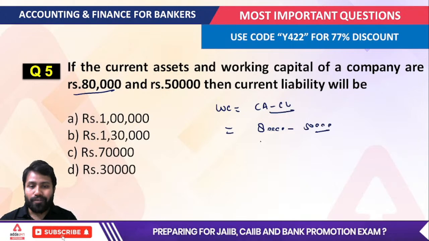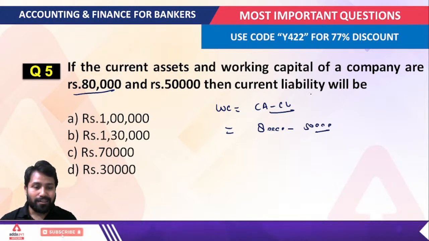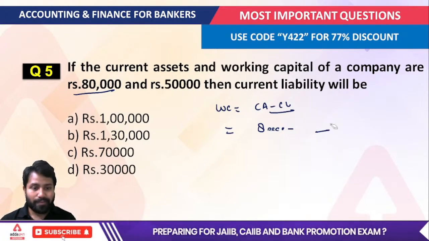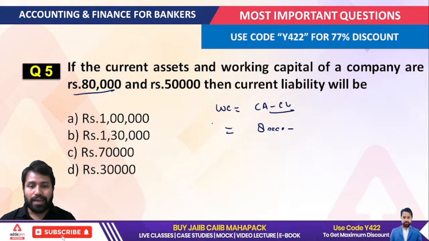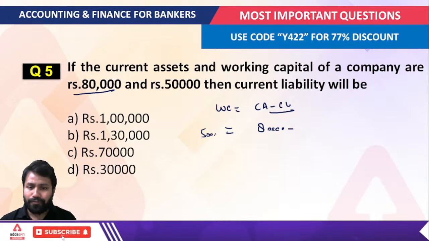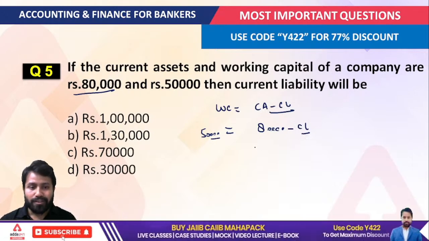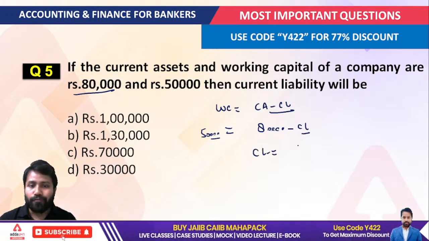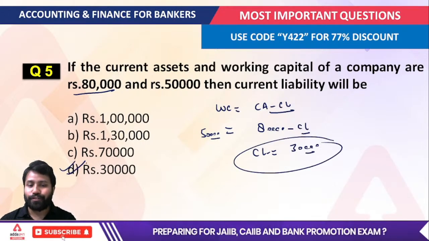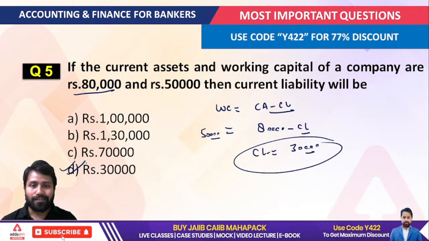Now, the working capital value is given here, and it is 50,000. So the current liability should be here. If I have to calculate the current liability, you will definitely say it is 30,000, and this is how we have to solve the questions in the examination. I am hoping that everyone is understanding the concept here.